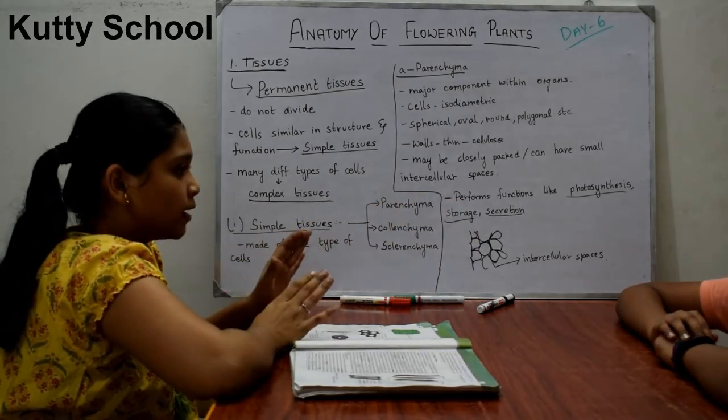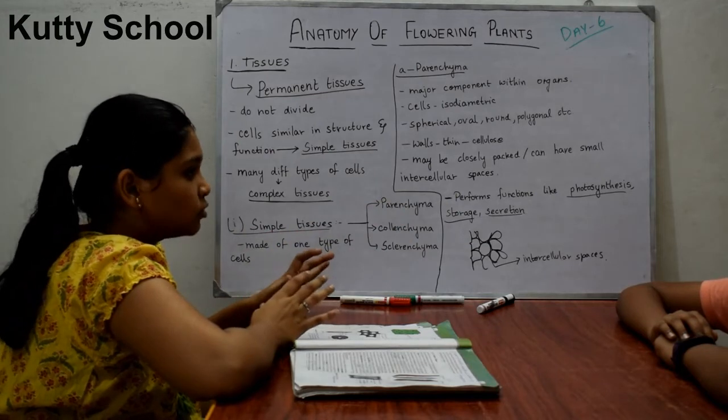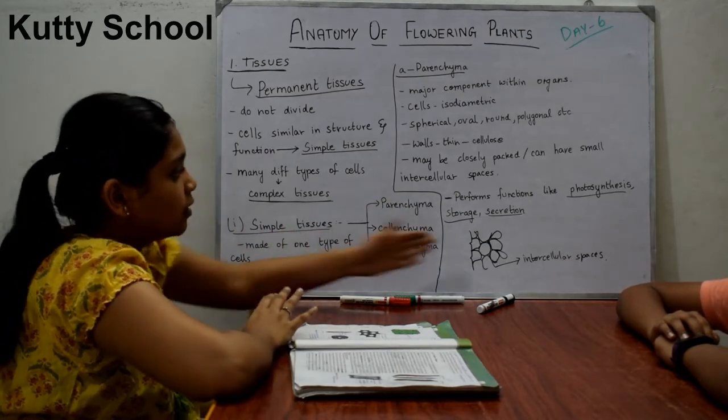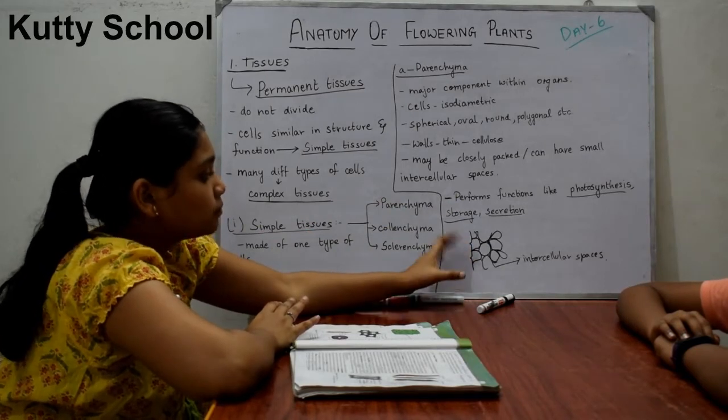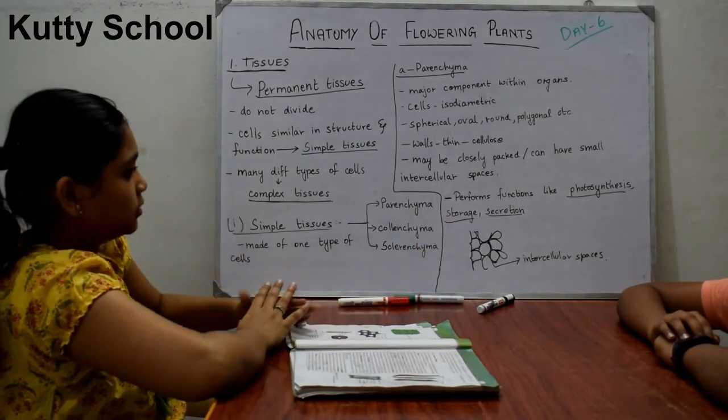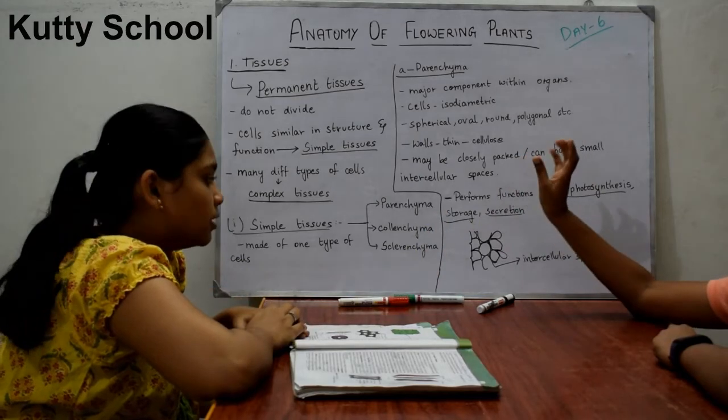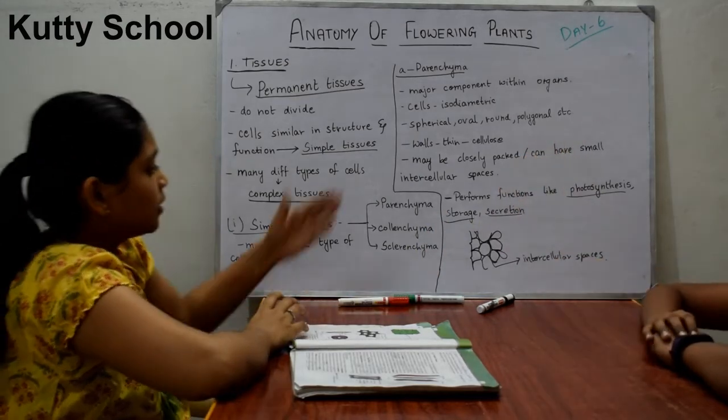All are parenchymatic cells, and all are one type of cell only. They do not have different roles, like this will store, this will segregate. They do not segregate like that. All will perform the same function, so they are called simple cells, simple tissues: parenchyma, collenchyma, sclerenchyma.